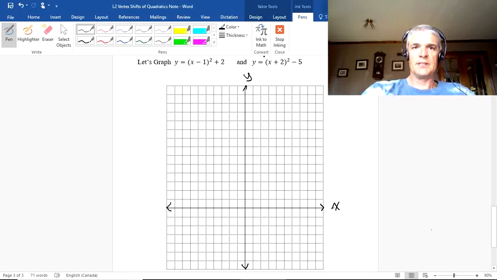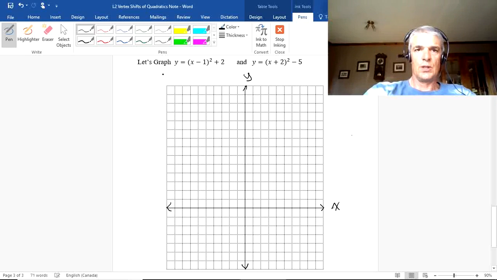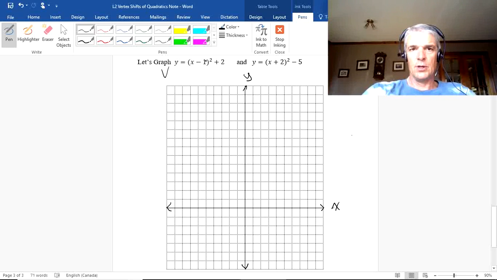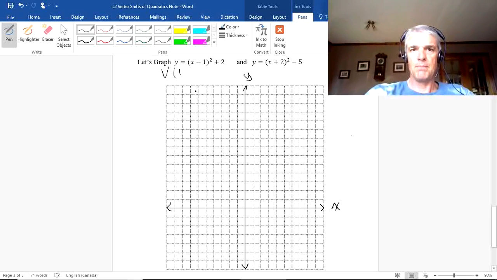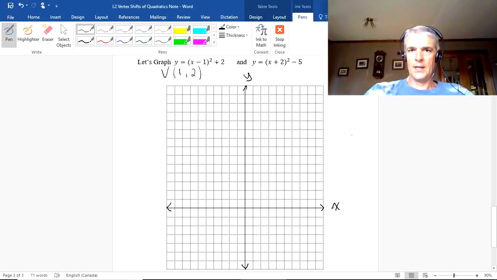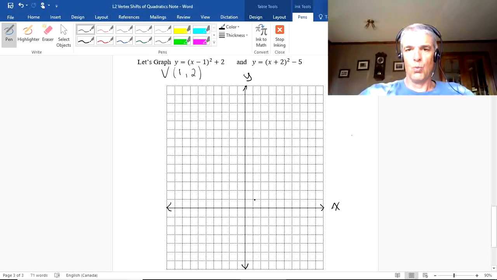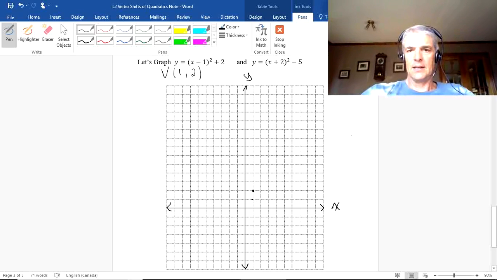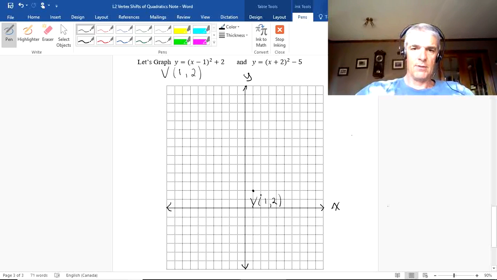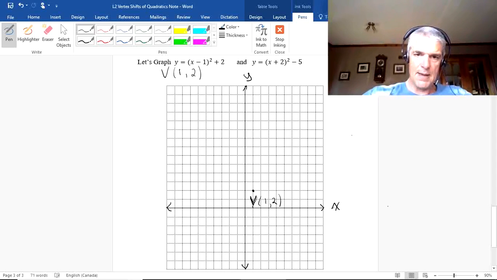Now the next thing I'm going to do is identify the vertex for each. So that's the vertex for this one. The x value of the vertex comes from here and the sign changes. So this is not going to be minus 1, it's going to be plus 1. And this is going to give me my y value of my vertex, 2. So there I've got the vertex of (1, 2). So let's plot that. x is 1, y is 2, and there's my vertex right there. Sometimes I like to label my vertex. I'll go 1, comma 2. That's my vertex.